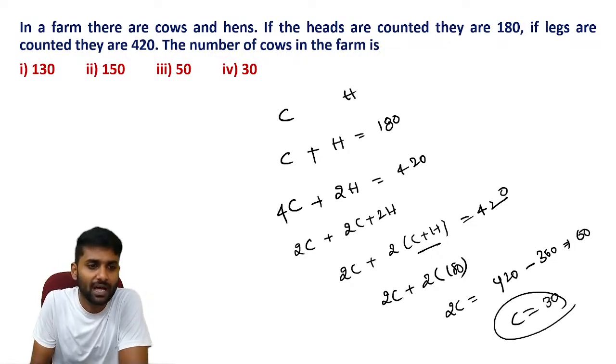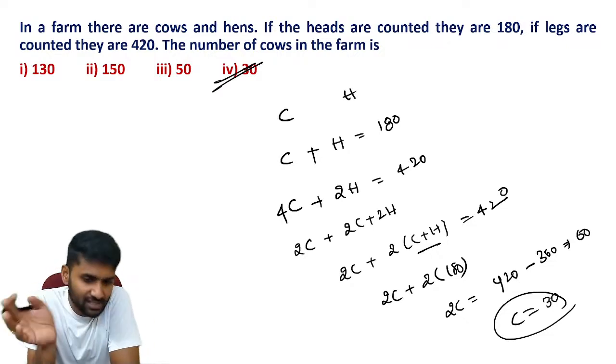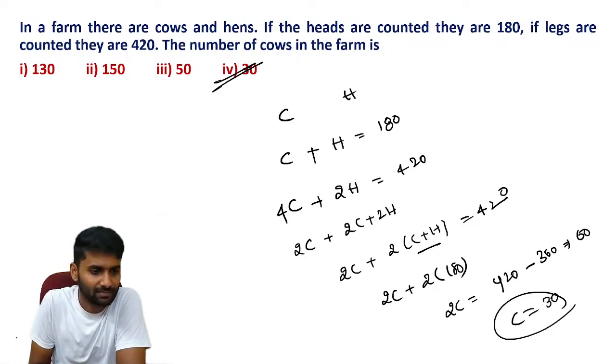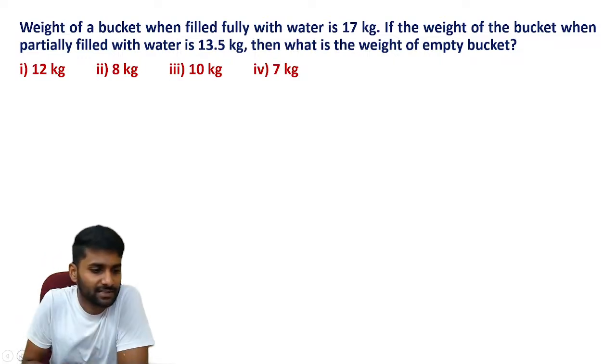According to the equation, the number of cows in the farm is 30. If you want the number of hens, 180 minus 30 is equal to 150. So according to the question, choose your answer. Next, try this question.